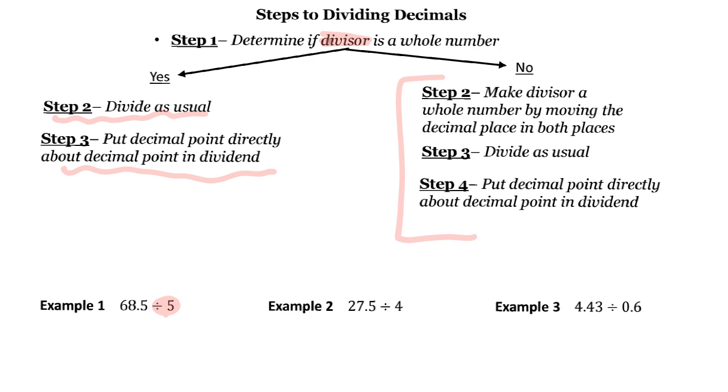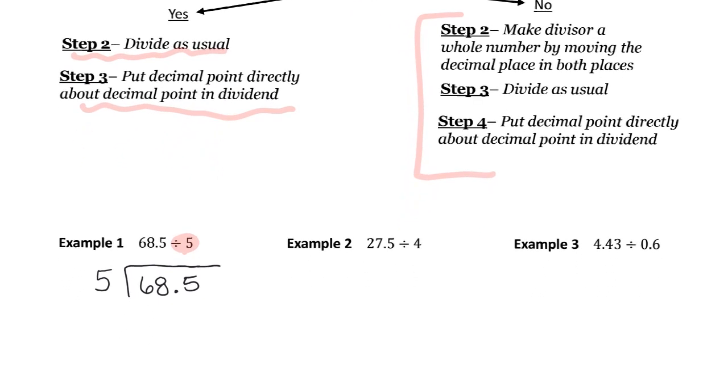So let's first start by dividing ones that have divisors that are a whole number, okay? So looking at example 1, the divisor, or the number we're dividing by, is a whole number. So we're going to do long division as usual for that one, which means that the 5 comes out front and the 68.5 goes on top, okay? So now we just divide as usual.